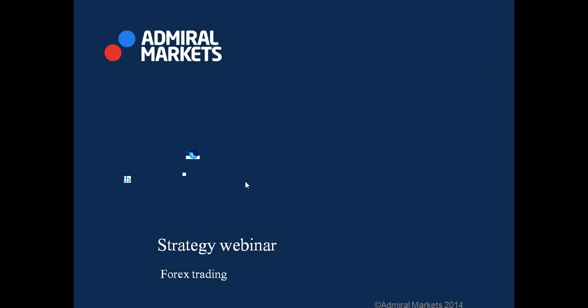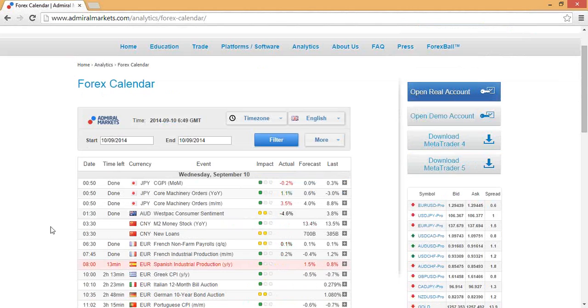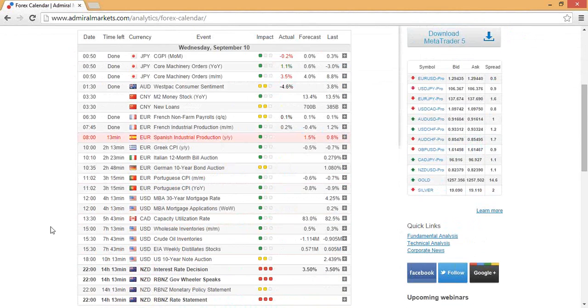All right, with that said, let me head over to the calendar here. This morning we have some lighter Euro news throughout the day, and we have the New Zealand interest rate, which is the big focus of today. It's expected to stay the same. Something to keep an eye on.